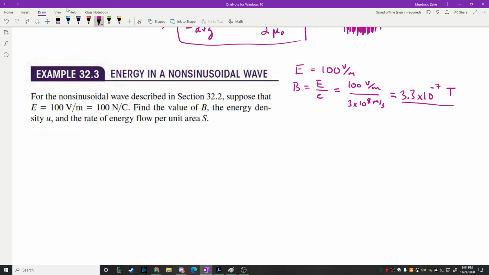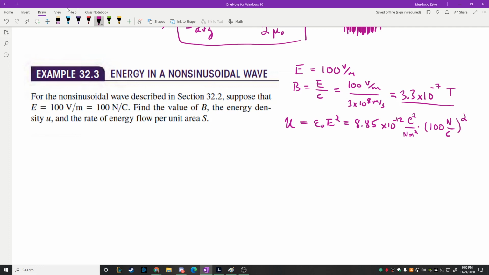It does, for sure. Second, find the energy density U. Okay, that's easy to do. The energy density is epsilon naught times E squared. So it's 8.85 times 10 to the negative 12. What is this? Okay, so Coulomb squared over Newton meter squared, right? I think that's what that unit is. And you multiply by the electric field squared, so times 100.